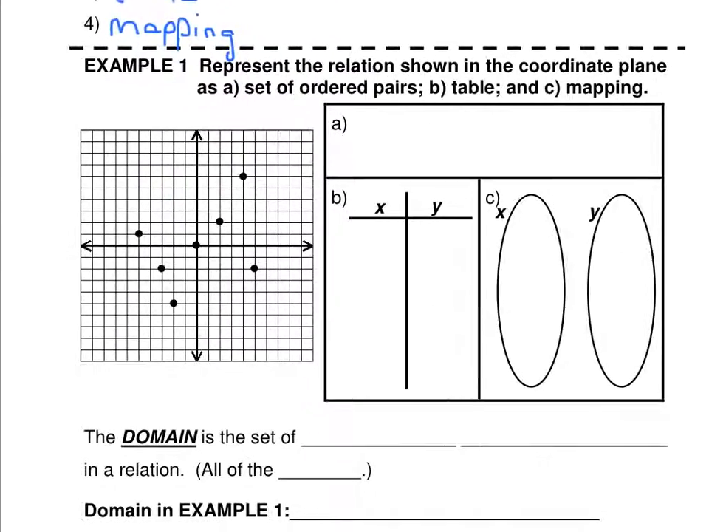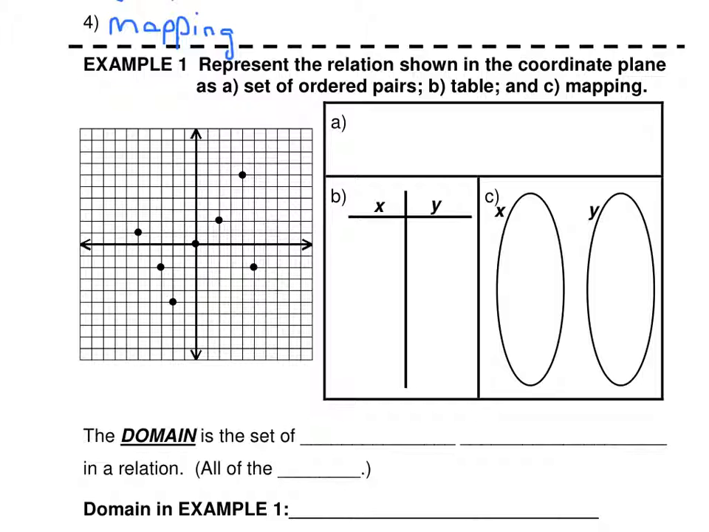All right, example 1. I want you to draw the examples. So this is going to take a little bit for these notes. You're going to need to have a coordinate plane, and you're going to need to draw these points on a coordinate plane. And this says, example 1, represent the relation shown in the coordinate plane as a set of ordered pairs, show it as a table, and then use mapping to show each point. So what we're going to do is write the ordered pair for each of these points for A.